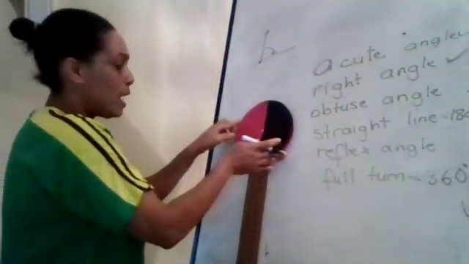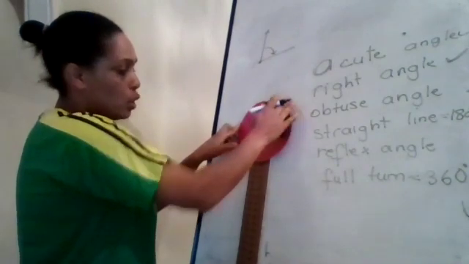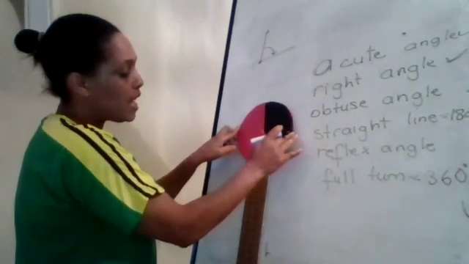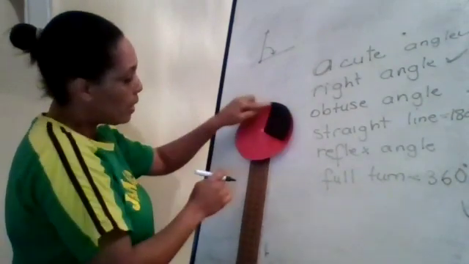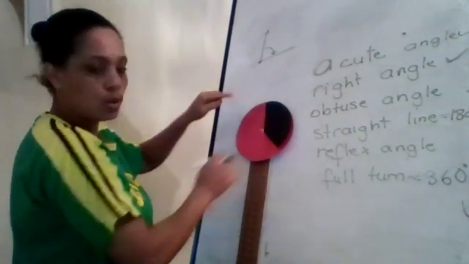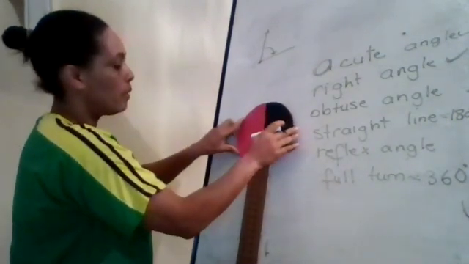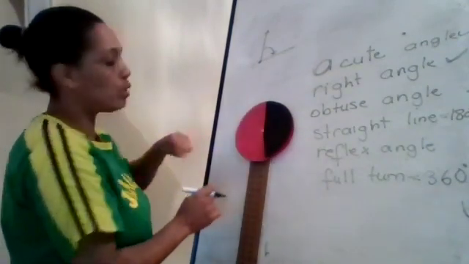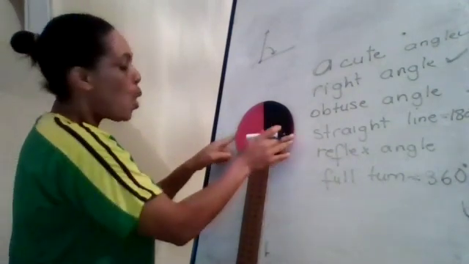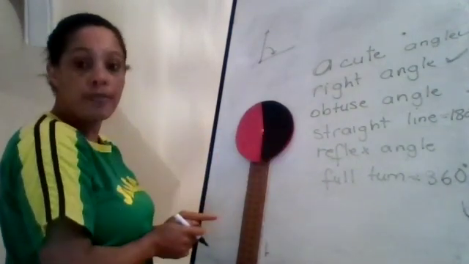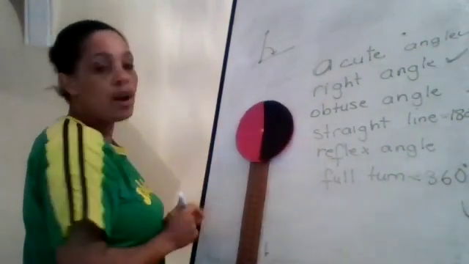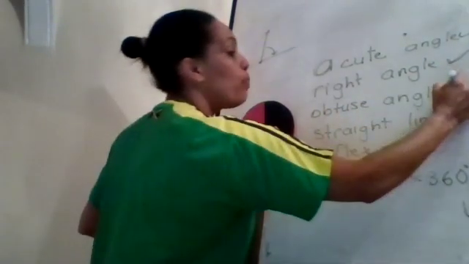Now, what about the angles that are in here? We know that that is an acute angle, that is a right angle, but what about in here before we reach half? So let's look. That is more than a quarter of the circle. All of those there are more than a quarter, but less than a half of the circle. So anything that is more than a quarter but less than a half is what we call an obtuse angle.